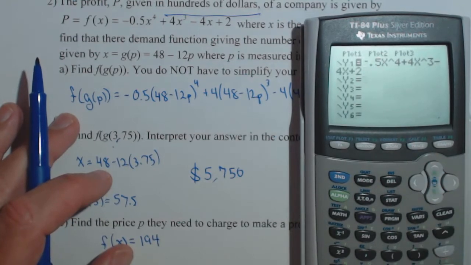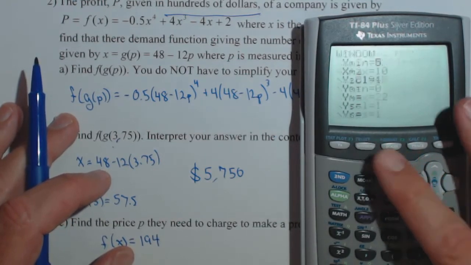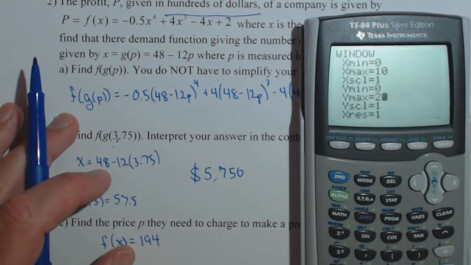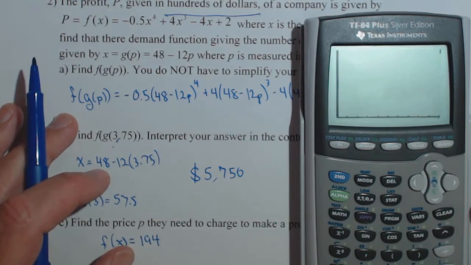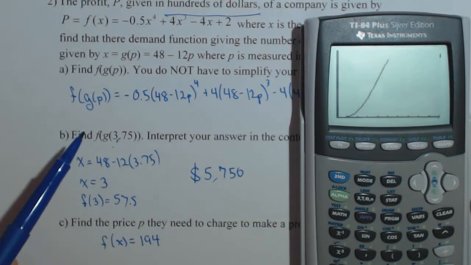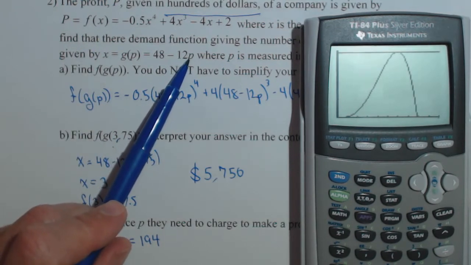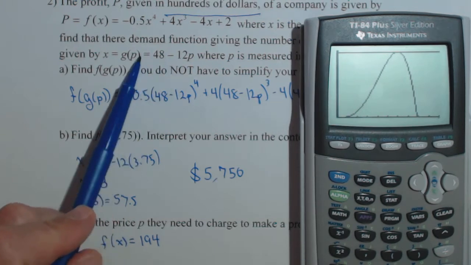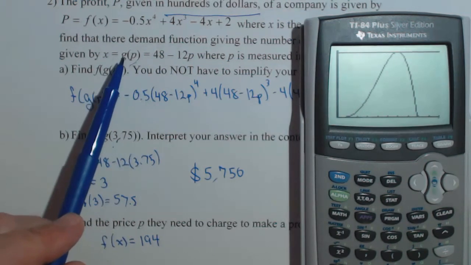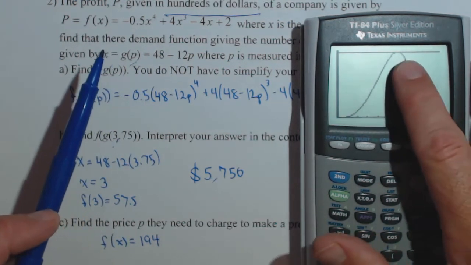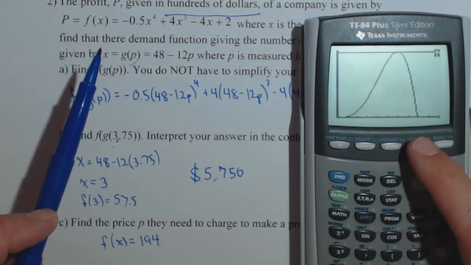So I've got my function in, and then I put in the 194. I'm going to adjust my window so that I see this. Let's change that Ymax to 200. And something to notice on this. P cannot be any higher than 4, because otherwise we get a negative number of units and it wouldn't make sense in this context. So we see our intersection point there.